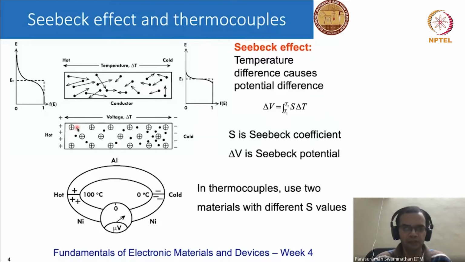So if I have a single metal, there is a voltage that is developed, which is called the Seebeck potential, and this is proportional to the temperature difference, and the proportionality constant is called the Seebeck coefficient. This Seebeck coefficient is different for different metals. In the case of a thermocouple, we use two materials with different values of the Seebeck coefficient, so that there is a junction potential that is developed between the hot end and the cold end. By careful calibration of these junction potentials, we can use these thermocouples in order to measure temperatures for a variety of different systems.